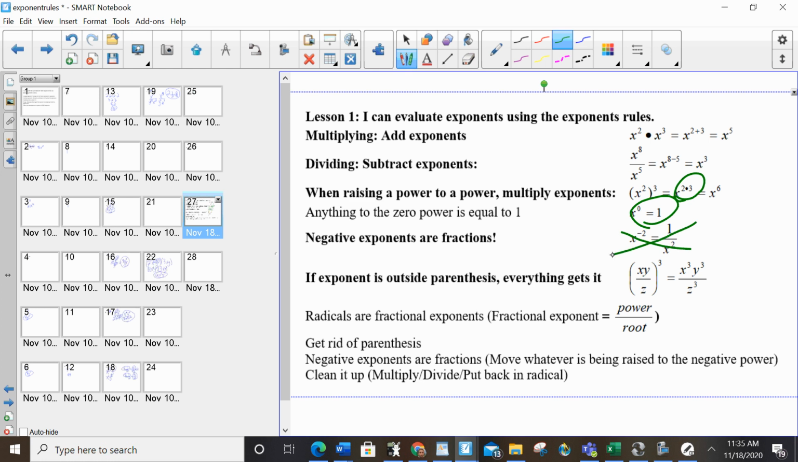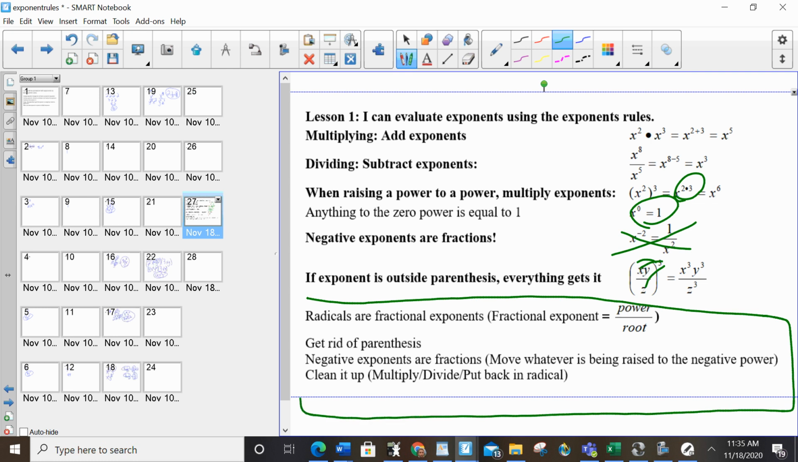If exponents are outside parentheses, everything gets it. We just talked about that. And then this right here is what we're going to be following in the more complicated problems. But you definitely want to get rid of parentheses first, and then you're going to multiply, divide, do whatever you got to do. So your classwork/homework is to finish this. We need to master the basic rules before we move on to the more complicated ones and integrate them.